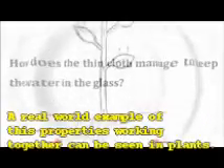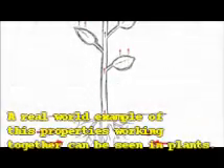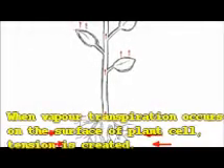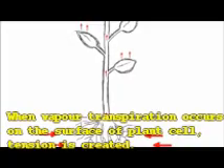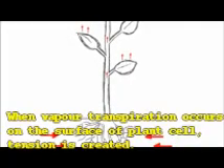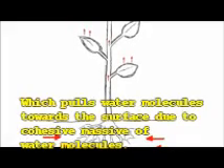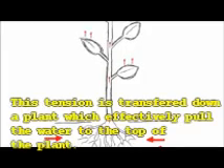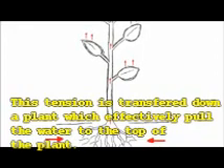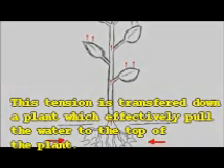A real-world example of these properties working together can be seen in plants. When evapotranspiration occurs on the surface of a plant cell, tension is created, which pulls water molecules towards the surface. Due to the cohesiveness of water molecules, this tension is transferred down the plant, which effectively pulls the water to the top of the plant.